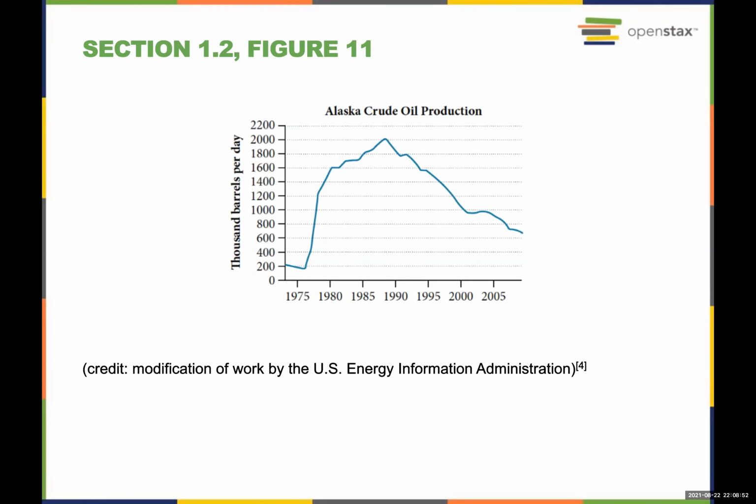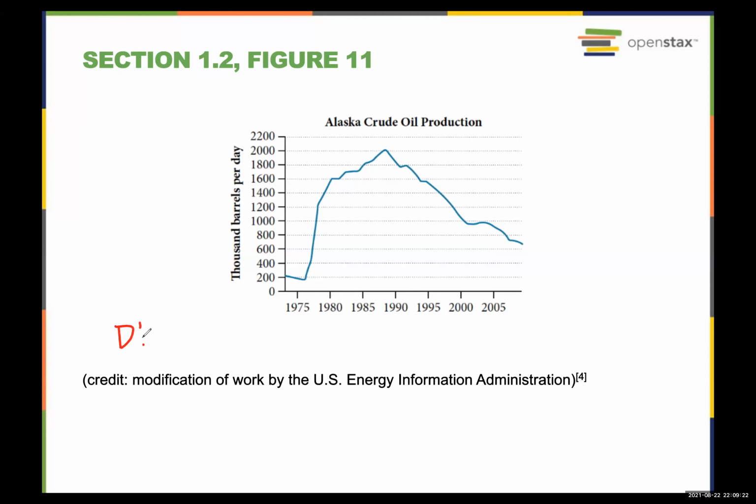How about the next one? Finding domain and range from a graph of oil production. So what do we have here? Figure 11, Alaska crude oil production from here to here, and your y-axis 1,000 barrels per day. So you could say domain here is the time t. Let's say this is approximately from maybe 1973 up to, let's say this is 2010.